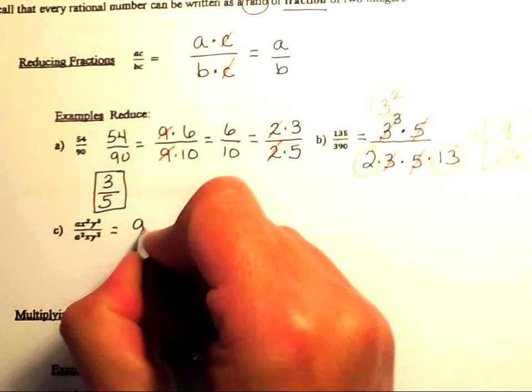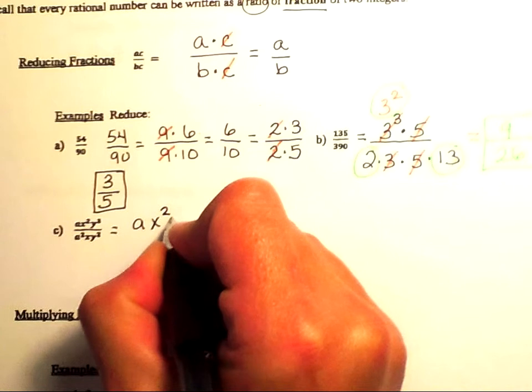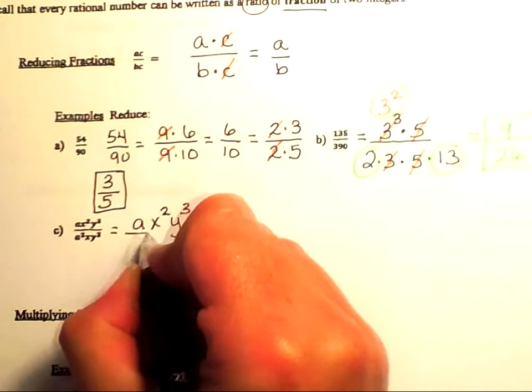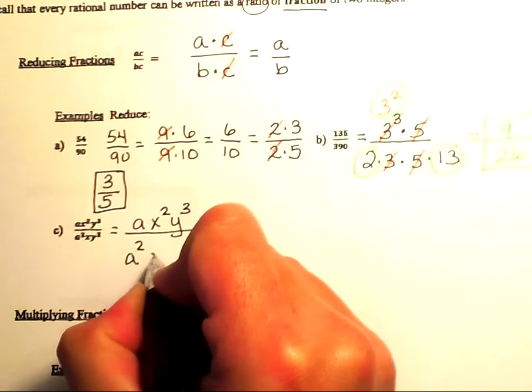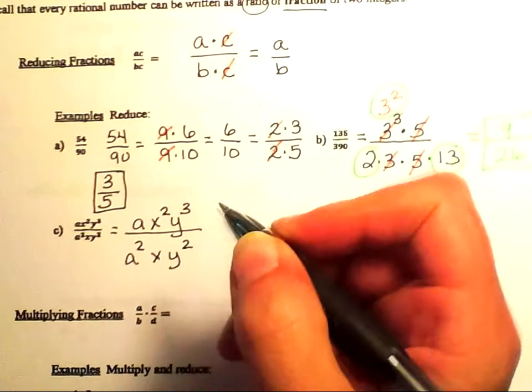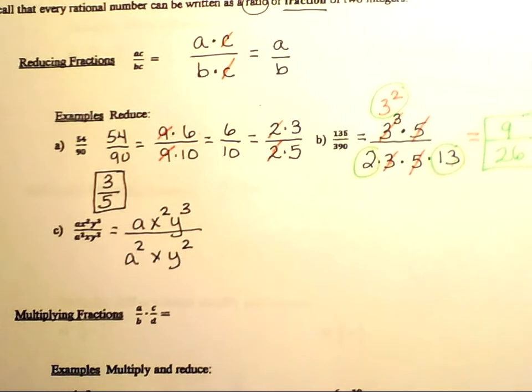Okay, let me write this so it's a little better. Ax squared y cubed over a squared xy squared. Now this is all multiplication. So let's do the same idea with the reducing.